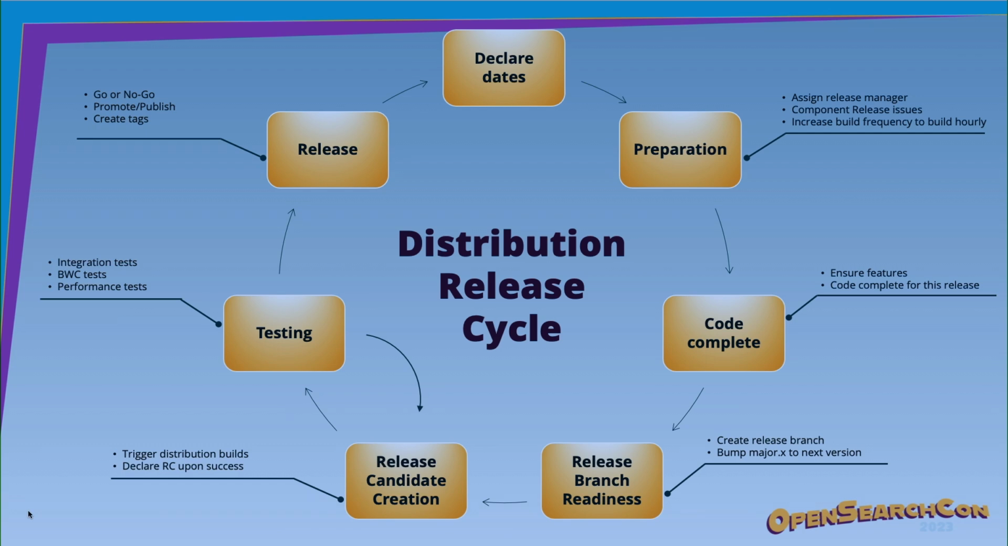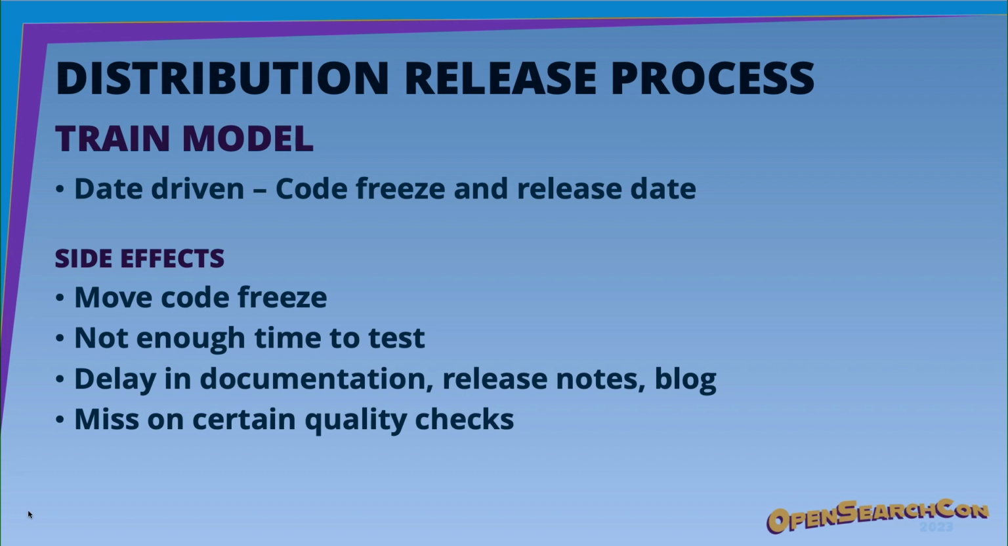Now, the problem with those cycles: every process is different, every process has its pros and cons. The model that we followed was date driven. We used to declare the code freeze, we used to declare the release date, and we used to chase them. Being a release manager for the past few releases, it was way too stressful for the release manager as well as the component teams. Like, you have to fix this within the next 2 days because we are releasing after 3 days. And yeah, extended working hours. So we were like, okay, this is not working for us.